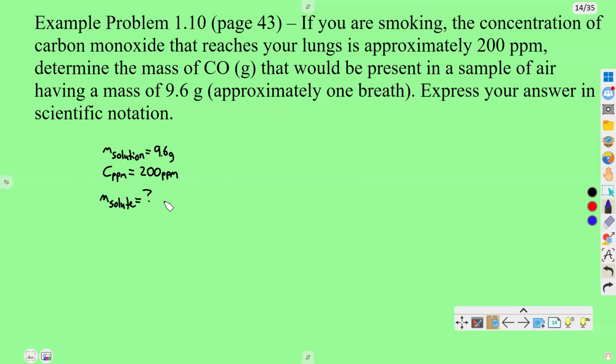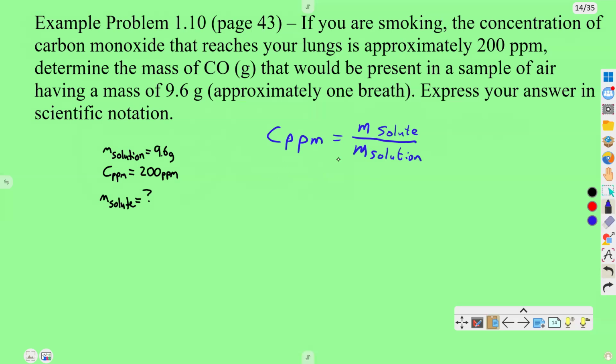Now, this is dealing with carbon monoxide reaching your lungs. So if you have a sample of air, approximately one breath, that's 9.6 grams. And we have 200 parts per million for carbon monoxide. What is going to be the mass of the carbon monoxide? So we've identified our variables. We're then going to take the concentration in parts per million is going to equal the mass of the solute divided by the mass of the solution.